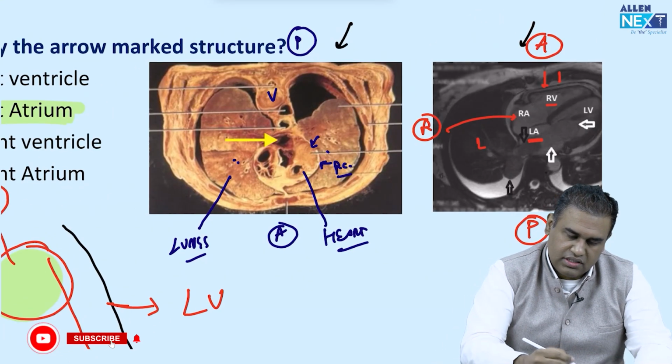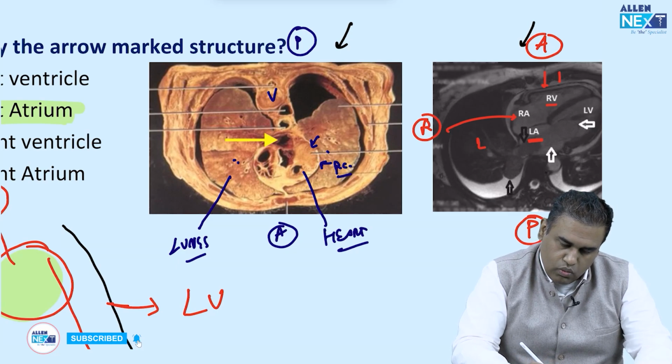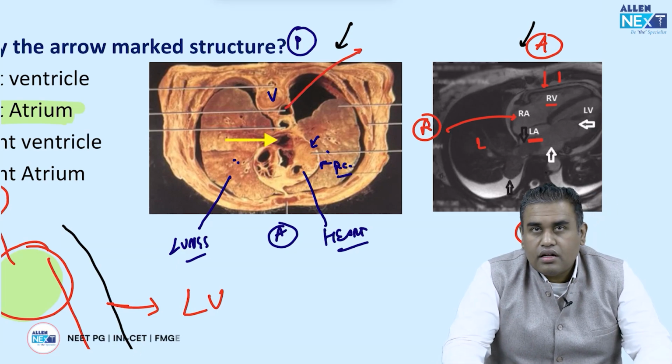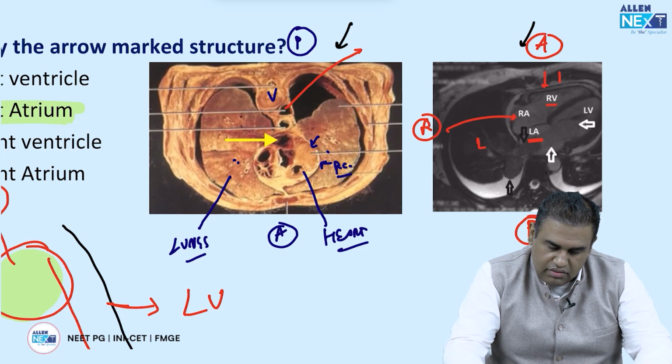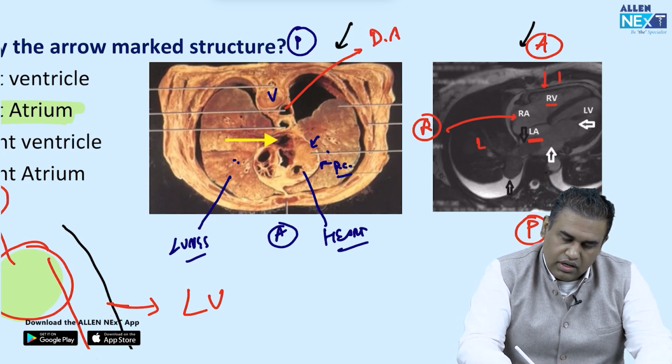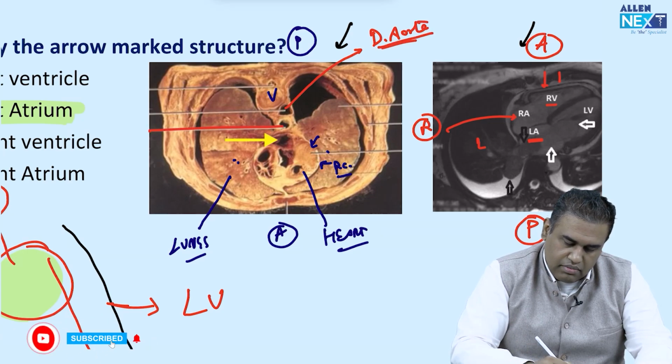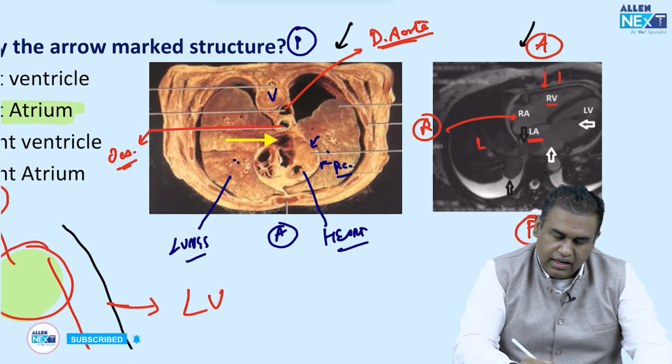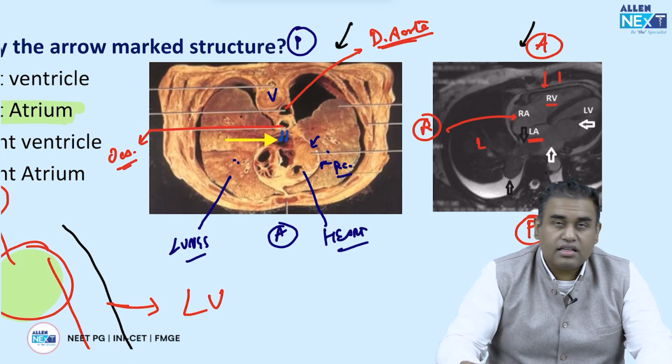Now, if you look at the other options as well, let us explore them. What do you think is this part? A cavity over here, which is lying just in front of the vertebrae, probably more on the left side. This is the descending aorta. And in front of it, you can see that this part might be the esophagus. And right in front of the esophagus lies the left atrium.